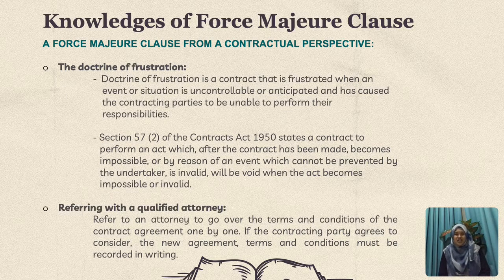Doctrine of Frustration is when a contract is frustrated when an event or situation is uncontrollable or unanticipated and has caused the contracting parties to be unable to perform their responsibilities. According to Section 57, Subsection 2 of the Contract Act 1950, a contract to perform an act which, after the contract has been made, becomes impossible, or by reason of an event which cannot be prevented by the promisor, becomes unlawful, will be void when the act becomes impossible or unlawful.